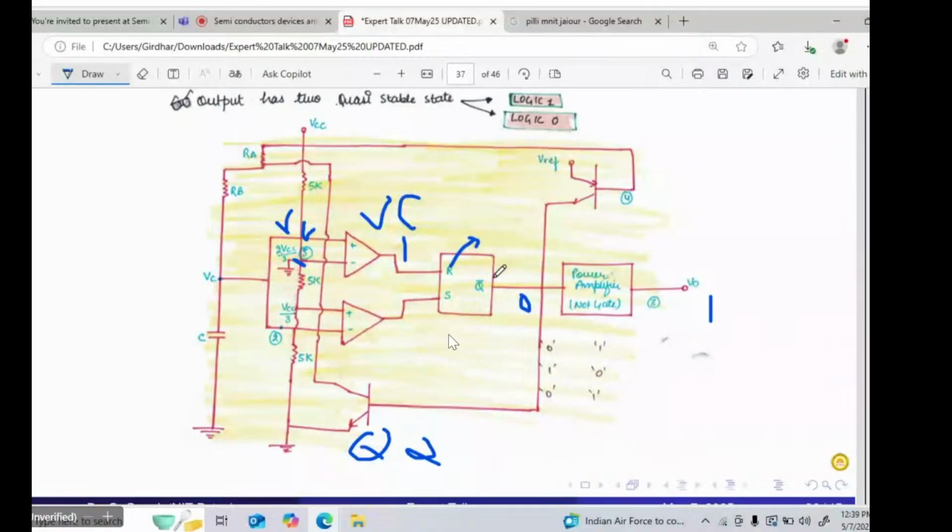So the flip-flop will be in reset. Q is 0. Q is 0 means Q bar is 1. If Q bar is 1, the output is 0. Output is 0, and Q bar is 1, you have the transition. So 1 to 0 occurs in the output.